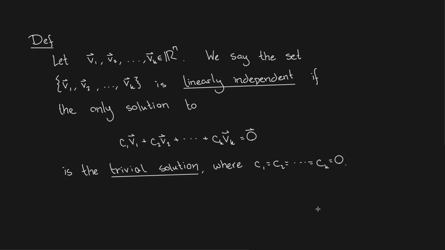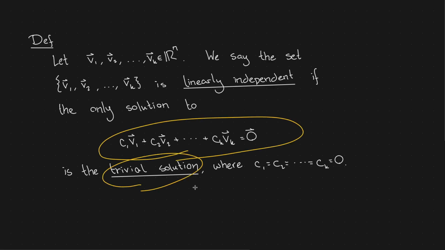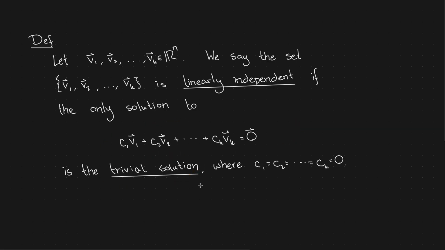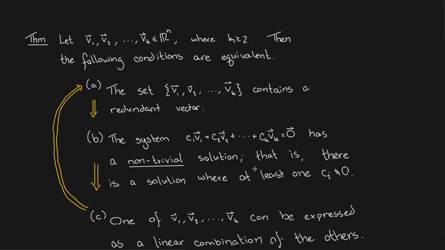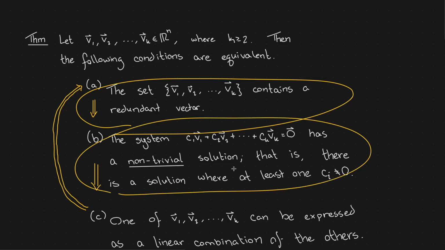Make sure you understand what's going on here. If the only solution to this equation is the trivial solution, then according to the previous theorem we don't have a non-trivial solution, which means we will not have a redundant vector. If this is not true, then this can't be true, because if this is true, this has to be true. Remember, these conditions are equivalent. If one is true, they are all true. If one is false, they are all false.